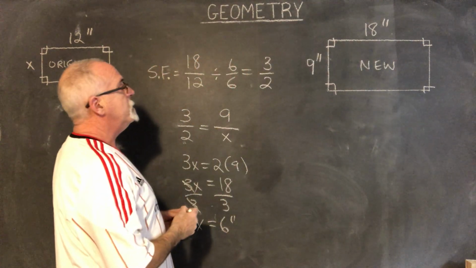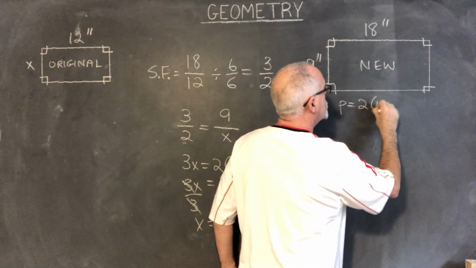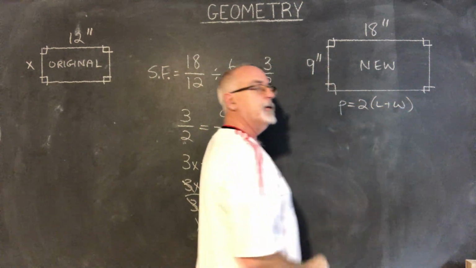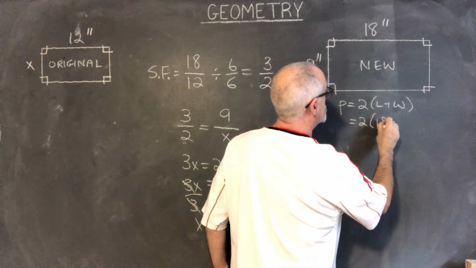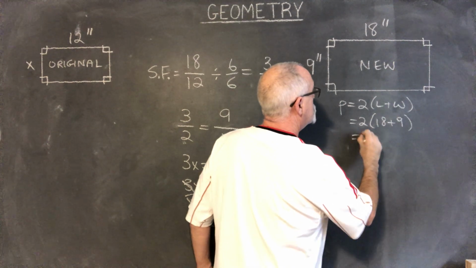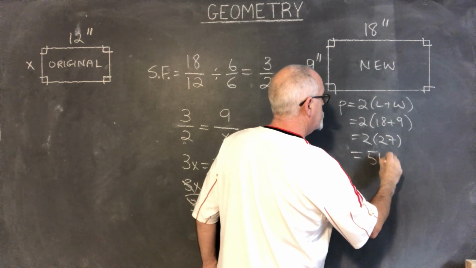And I can do the perimeter as well if I want. The perimeter here is equal to 2 times length plus width. I'm only doing this because it's so fast to do, which is equal to 2 times 18 plus 9, which is 2 times 27, which is 54 inches.